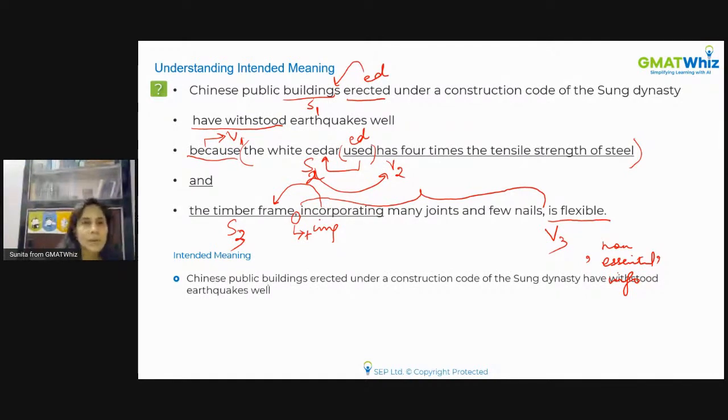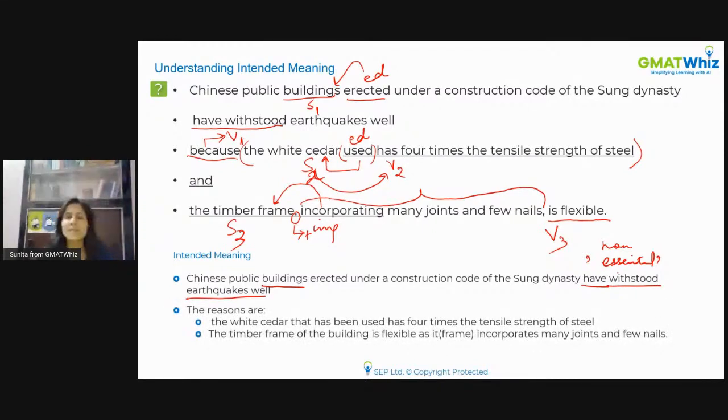Okay, so the main point is the buildings have withstood earthquakes well. The reasons are the white cedar used is strong and the timber frame is flexible. And then I have additional information that the timber frame has many joints and it has very few nails.